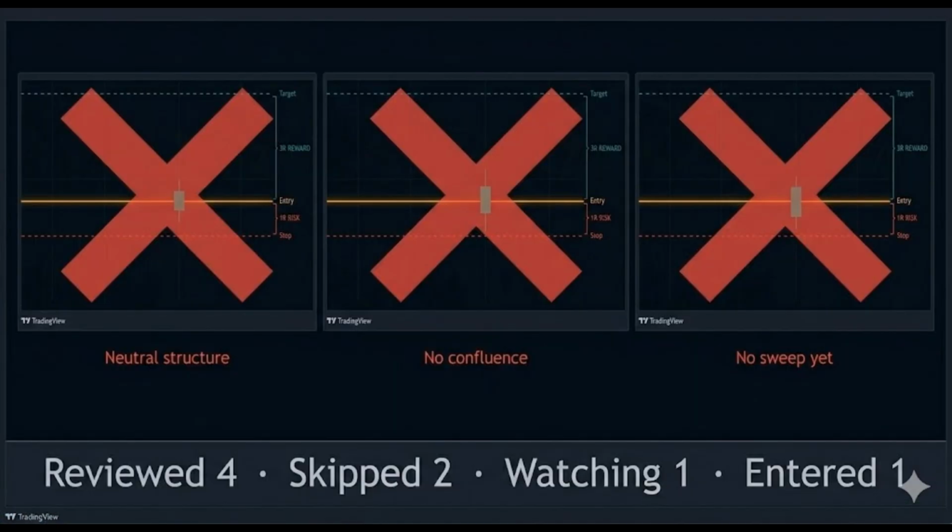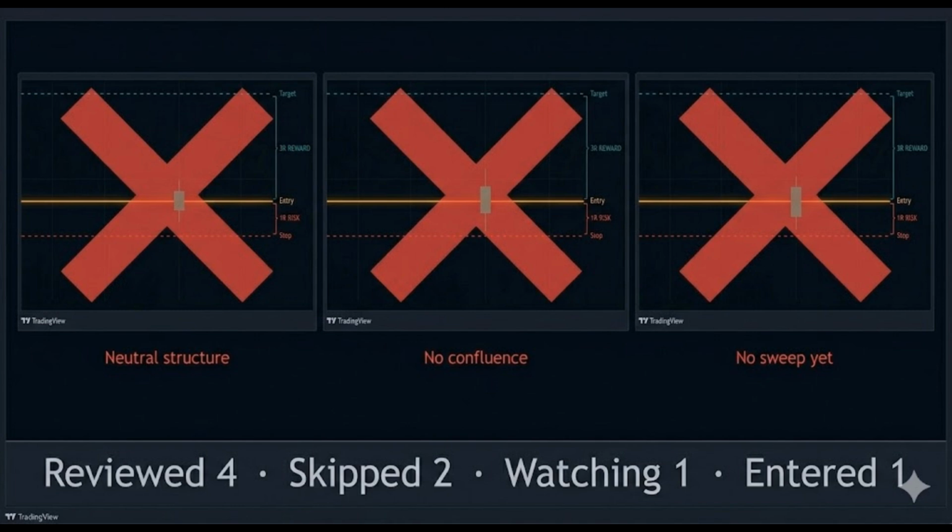Now let's talk about what we did not find today. I ran this same framework on 3 other pairs before this video. On the first pair, the daily structure was neutral, no clear bias. I moved on. On the second pair, the 4H had a valid OB but no FVG confluence. Medium probability only, below my threshold. On the third pair, the OB and FVG were present, the OTE was aligned, but the BSL sweep had not occurred yet. Alert set, no trade.